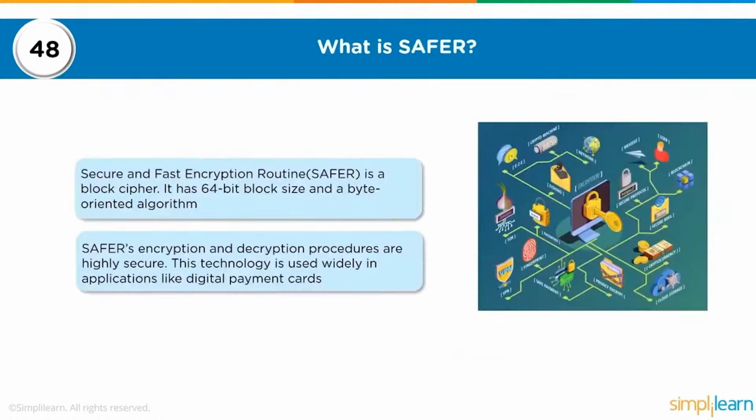Next question, what is Cipher? Now, Cipher stands for Secure and Fast Encryption Routine, which is also a block cipher. As we have discussed previously, a block cipher is a cipher that is used to encrypt data that is stored. So it has a 64-bit block size and is a byte-oriented algorithm. Cipher's encryption and decryption procedures are highly secure. This technology is widely used in applications like digital payment cards.